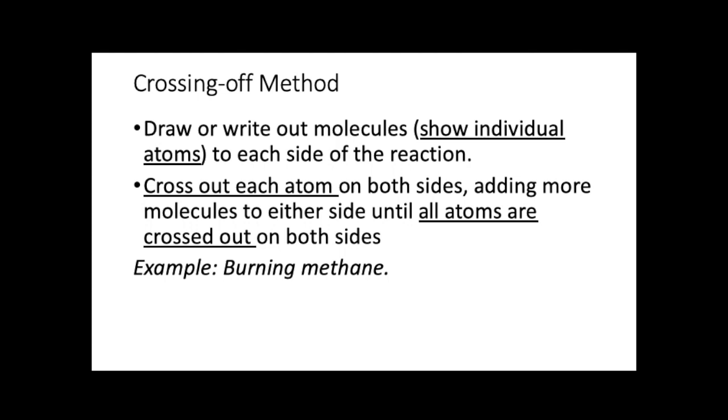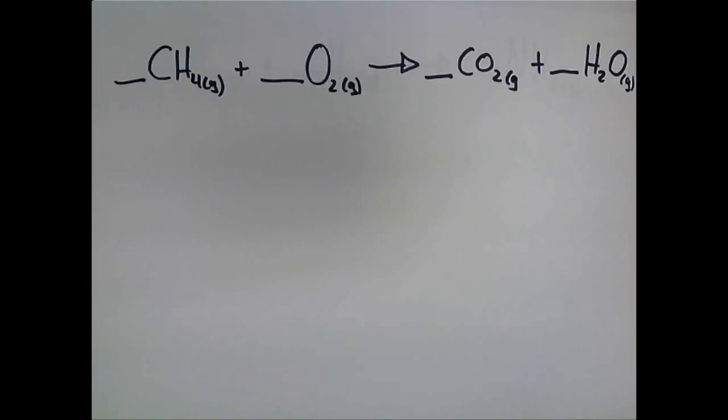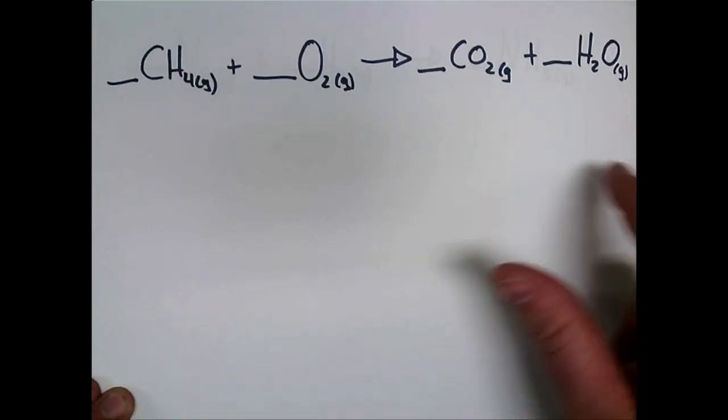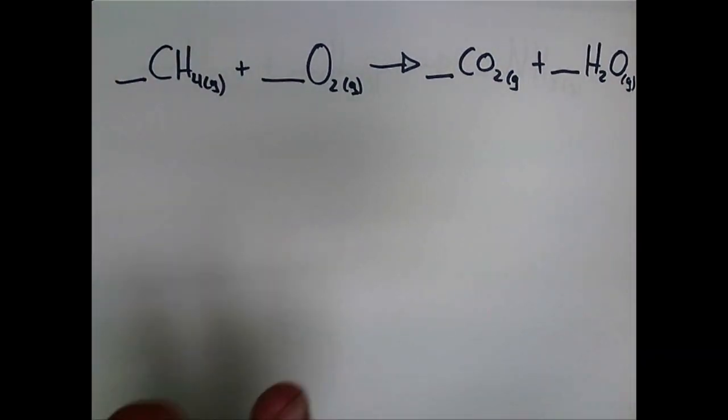This is where you either write or draw out the molecules showing for each reactant here, and then you cross them out as you write them on both sides so that you can actually show that they're even over there. So let me show you an example of this. This is the reaction of burning methane. Now I could actually draw these out like I did in the last one, but I'm going to show you a different way to do this.